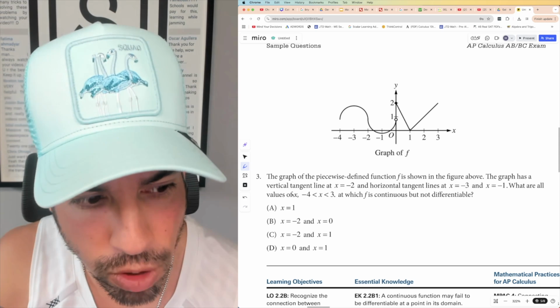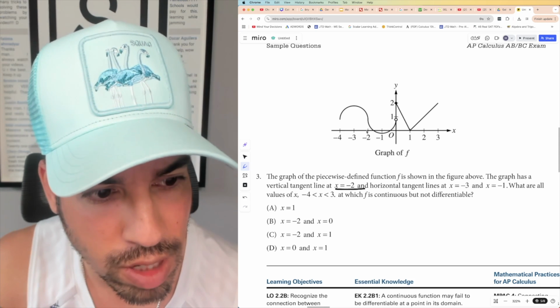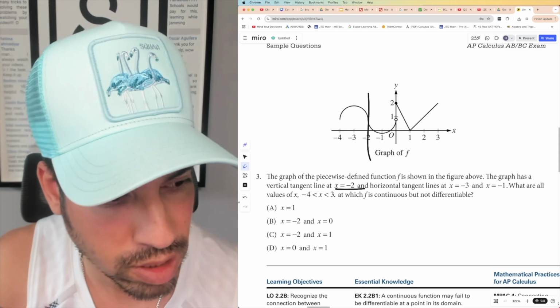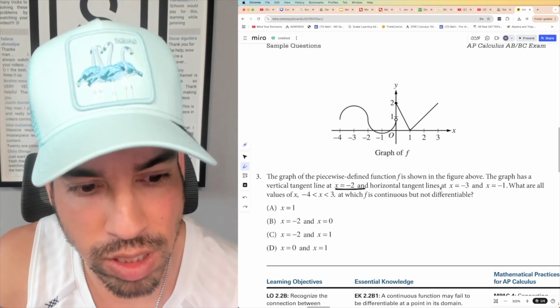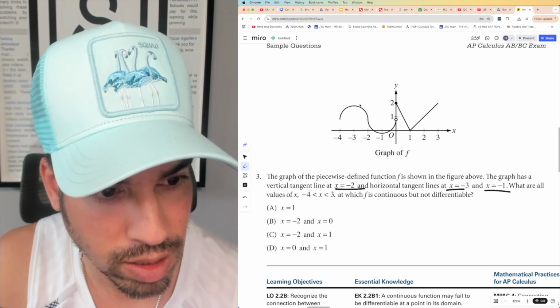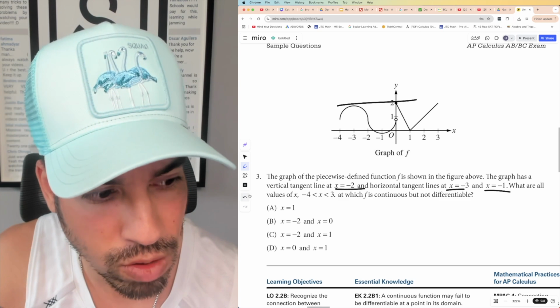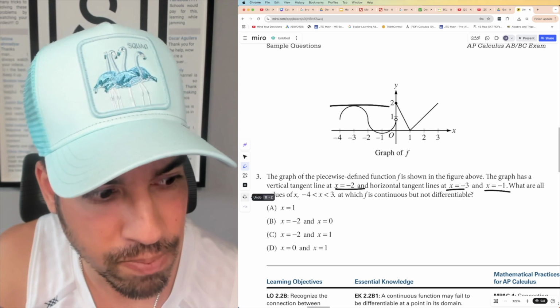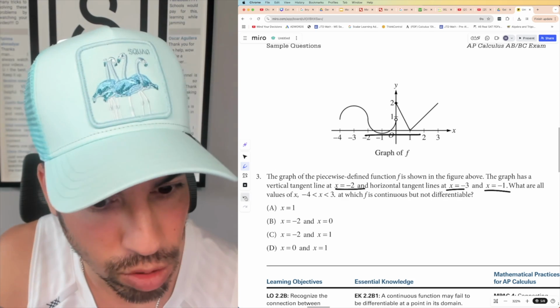The graph of the piecewise defined function f is shown in the figure above. The graph has a vertical tangent at x equals -2. And that makes sense, right? You can see it's straight vertical there. And horizontal tangent lines at x equals -3 and x equals -1. That's because it's flattened out, right? Horizontal tangent line, slope of 0. Horizontal tangent line, slope of 0.